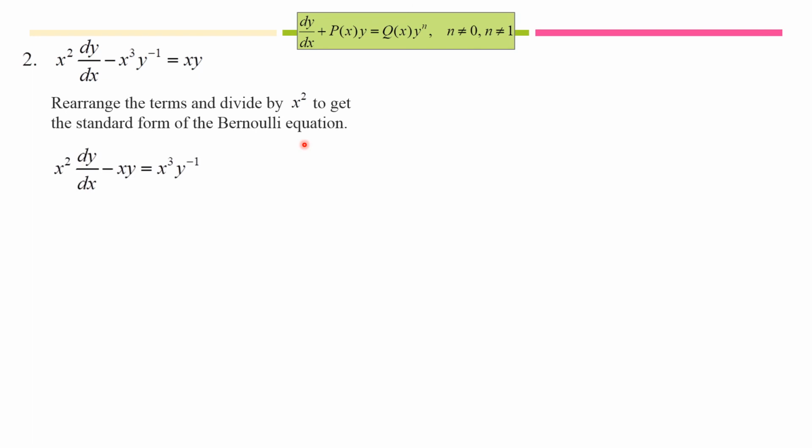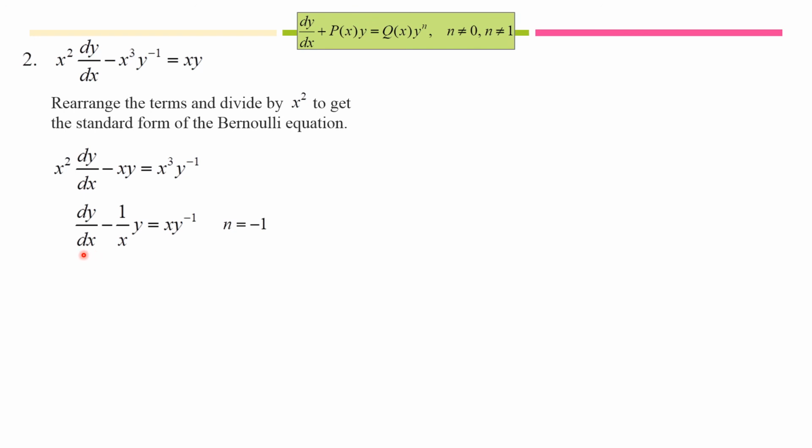So the first step is to swap the position of these two functions. So we get x squared dy/dx minus xy equals x cubed y to the power of negative 1. After this, we divide the whole equation by x squared to get the standard form of the Bernoulli equation: dy/dx minus (1/x)y equals xy to the power of negative 1. So here n is equal to negative 1.